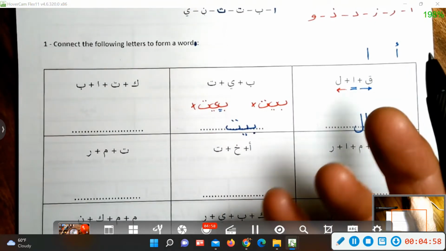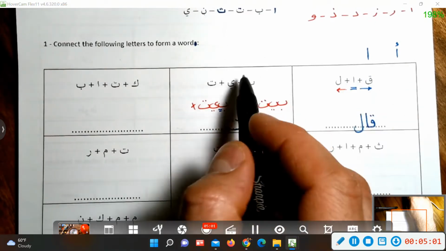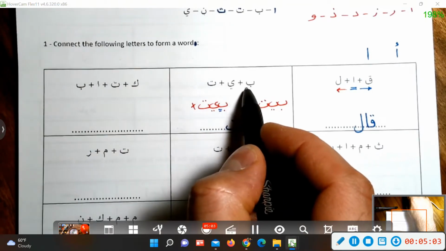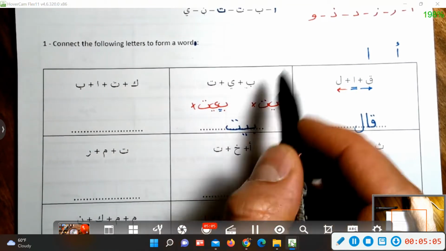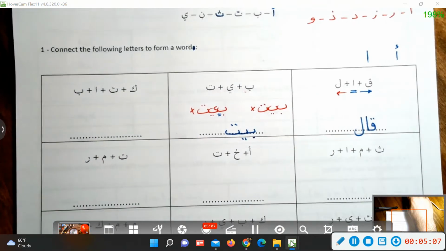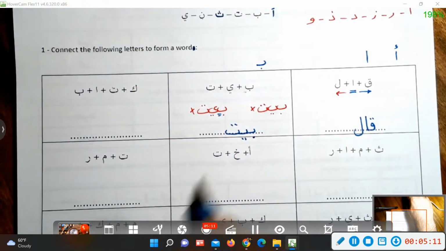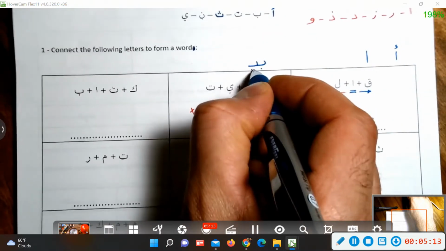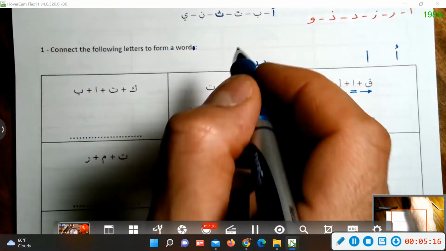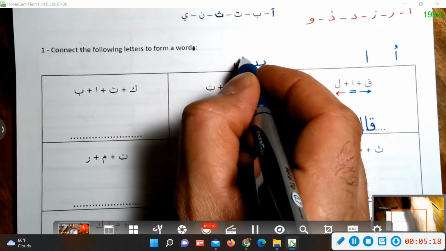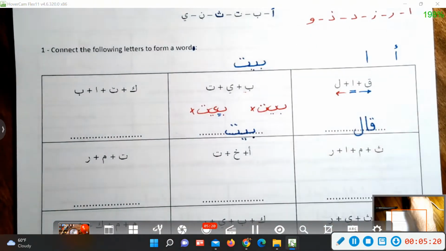And to prepare a letter is to forget about the tail and keep it open like this. This is the ba. It's ready for connection with the ya, and it's ready for connection also with the ta. Now the ta, since it comes at the end, we close it.